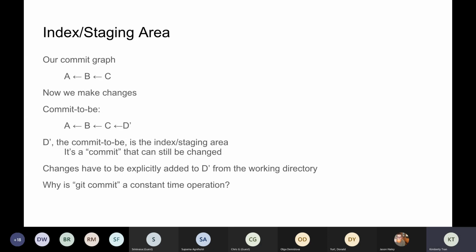Okay. Any questions about the staging area? I know that can be a foreign concept to a lot of people because it's not a concept that's in other source code control systems. Okay, I'll keep going.